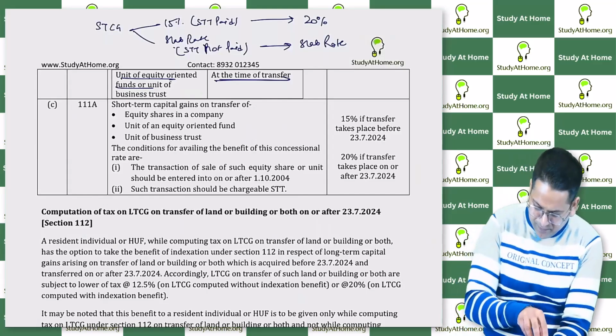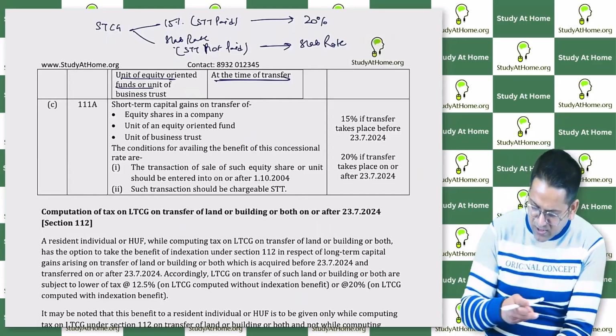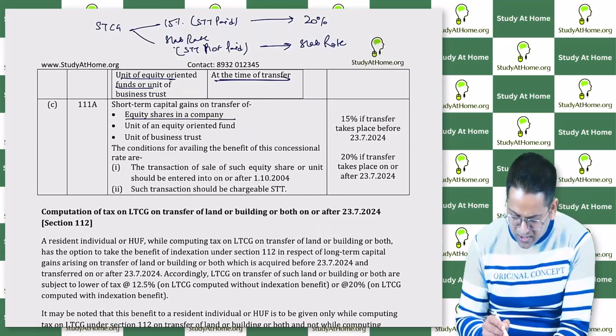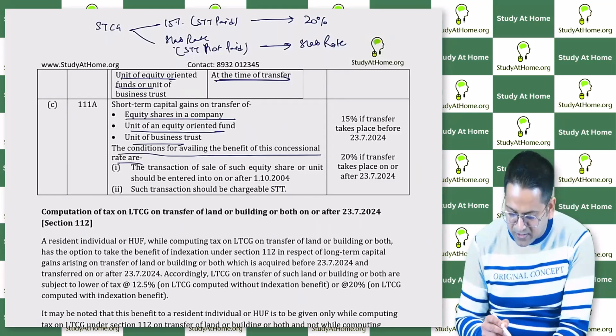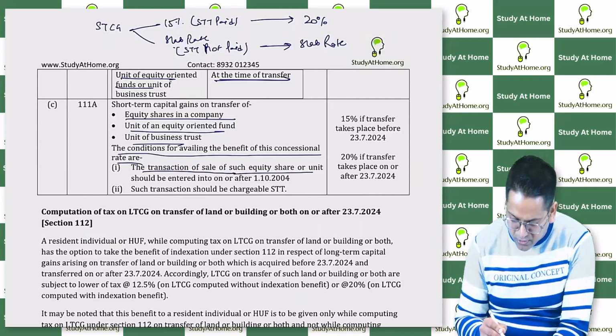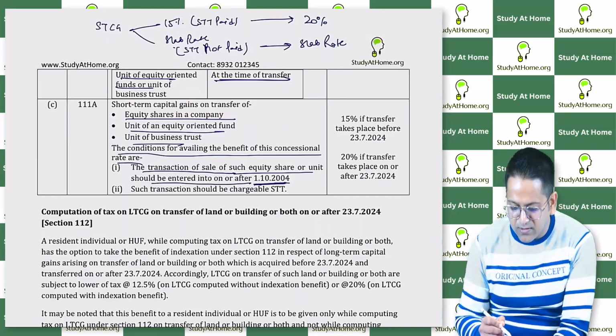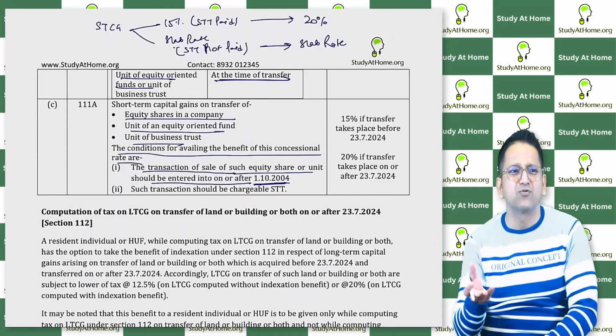Let's proceed. Look, what is written? Short-term capital gain on transfer of equity shares in a company or unit of equity-oriented fund. What is the condition for availing the benefit? It is written that the sale of such equity share or unit should have been entered into after this. Basically, the sale must have happened in the current year.